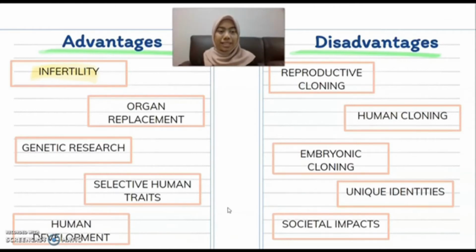Now we go to disadvantages. Firstly, reproductive cloning is the negative of human cloning, including the making of designer babies. Next, the human cloning could be a violation at the clone's individual human rights.